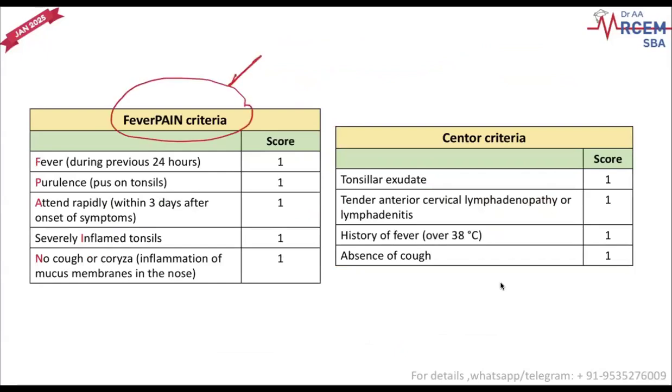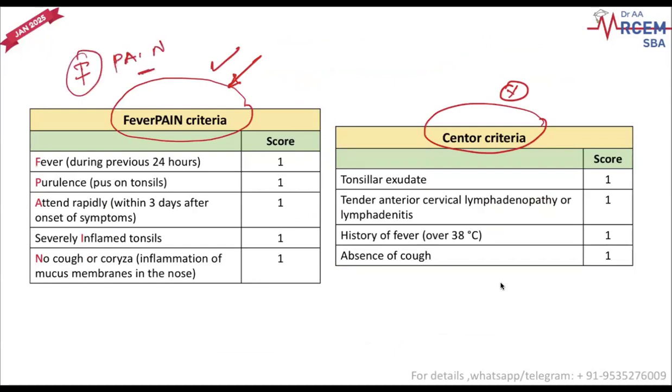This is the most famous one, and you need to always use FeverPAIN criteria unless in the stem of the question they specify particularly that you use Centor criteria. Otherwise, do not use Centor criteria, just use FeverPAIN criteria. What is present in the FeverPAIN criteria, you can remember it as Fever, and PAIN.